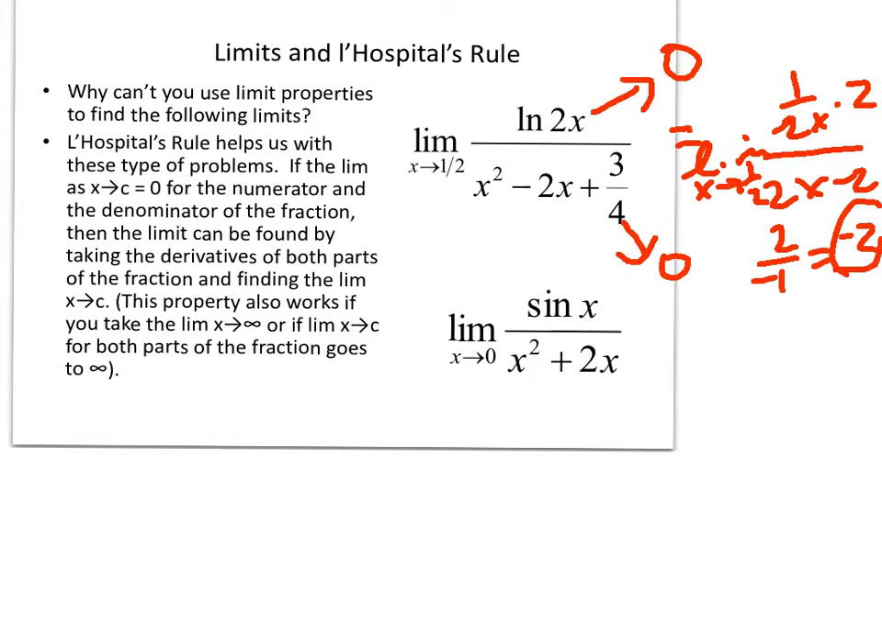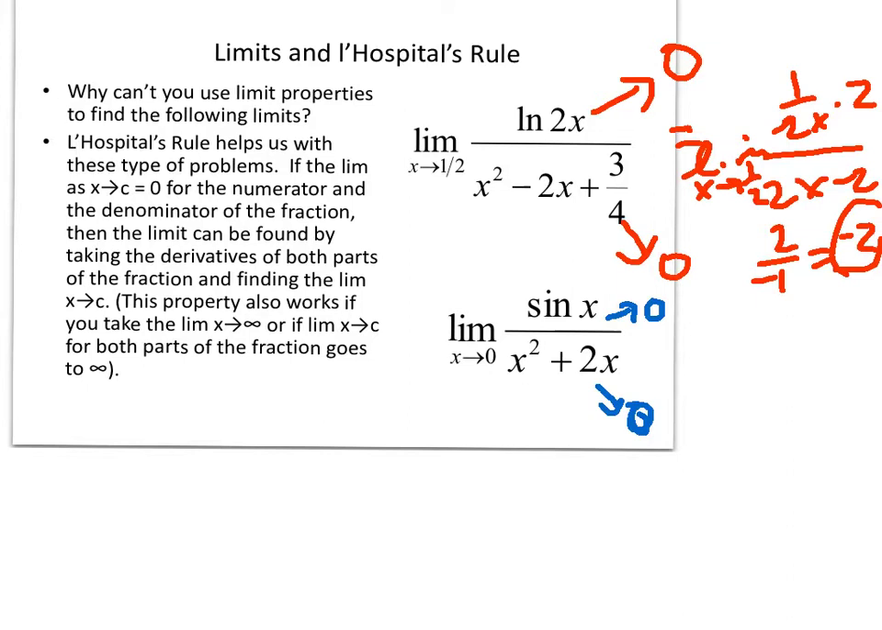Okay, so the next problem, just to show us another example, is a limit as x approaches 0. If I replace 0 in the numerator, sine of 0 is 0. And if I replace 0 in the denominator, I get 0 squared plus 2 times 0, which is also 0. Once again, this is an indeterminate form. 0 divided by 0 means there is an answer, I just have to find it a different way.